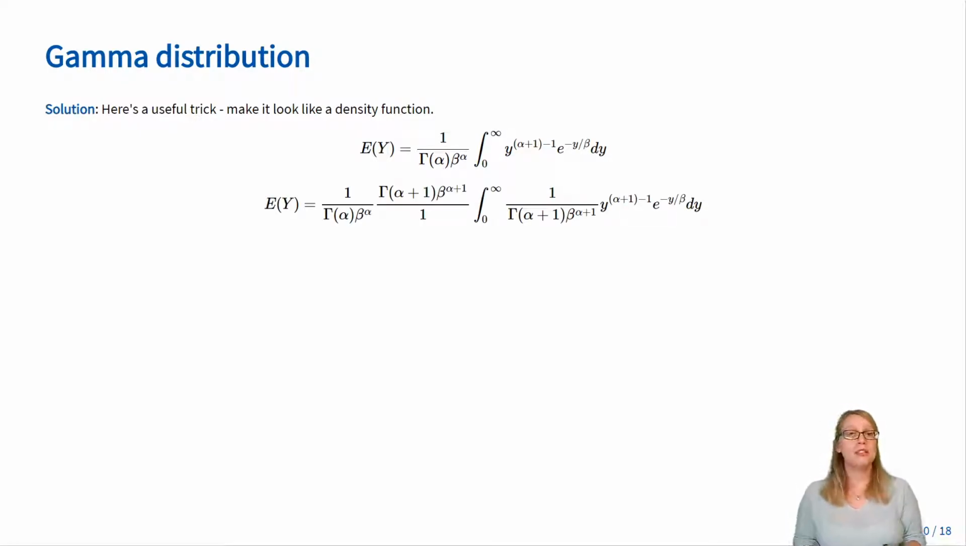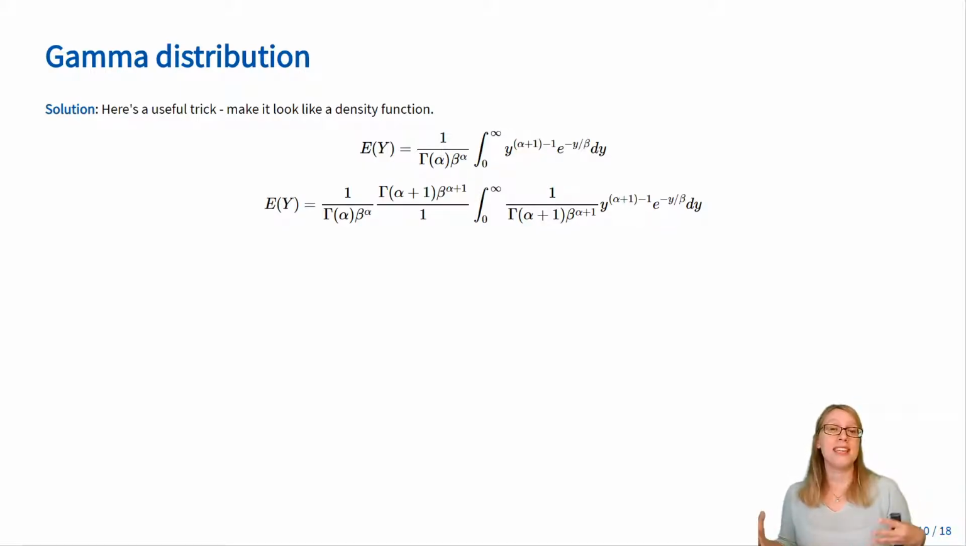Well, I want to make this look like a gamma distribution because we have y raised to some power times e raised to the negative y over something. The constants that make this a gamma distribution are these: 1 over the gamma function evaluated at alpha plus 1 times beta raised to the alpha plus 1. Now, in order to multiply by a constant, I need to also divide by this constant. So here I've put the reciprocal of the constant outside the integral.